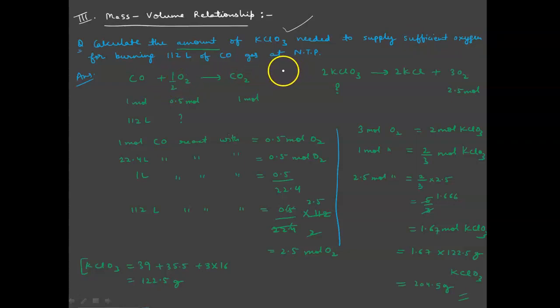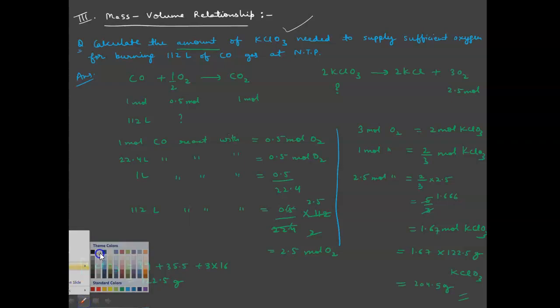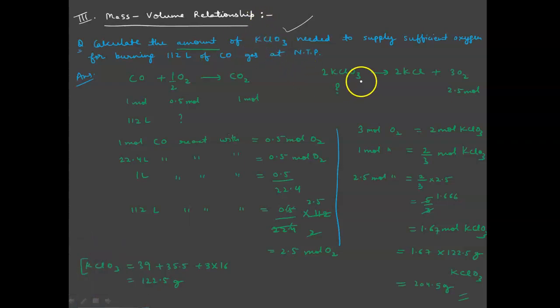In this question we will deal with two reactions. First of all, we have to calculate the amount of KClO3. So we will look at what happens when KClO3 is heated. It gives KCl and O2. This oxygen will burn carbon monoxide to give CO2. So first of all, we will solve this reaction. After balancing, this is 2 and this is 2 and 3. This balanced, we have to calculate the amount of KClO3.